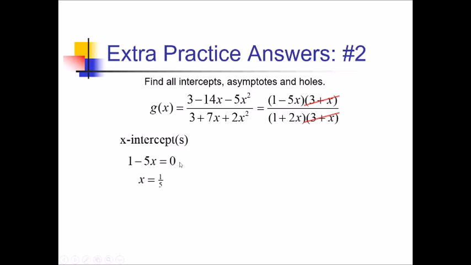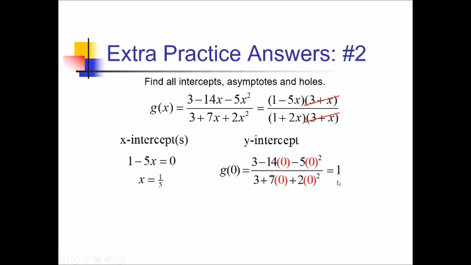x-intercept. For the y-intercept, I need to plug in 0 for all of the x's in the original equation, the original function. So if I do that, with zeros for all those x's in the original, everything is going to zero out except for this 3 and this other 3, which we can reduce to 1.